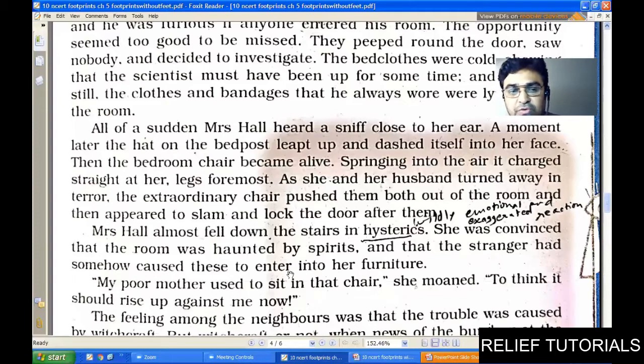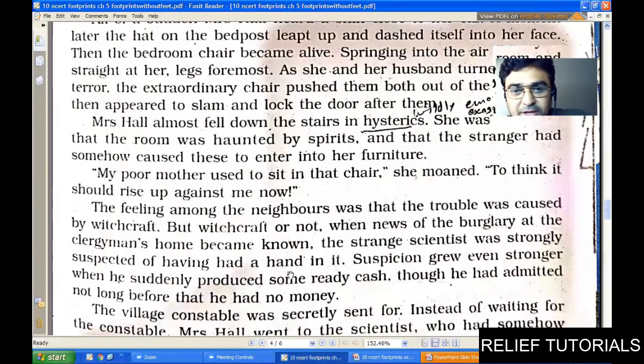Mrs. Hall almost fell down the stairs in hysterics, in wild, emotional, exaggerated reaction. She was convinced that the room was haunted by spirits, and that the stranger had somehow caused them to enter into her furniture. The stranger was suspected to be a spirit who had entered the furniture and was doing all this. It was a very ghastly experience for the landlady.